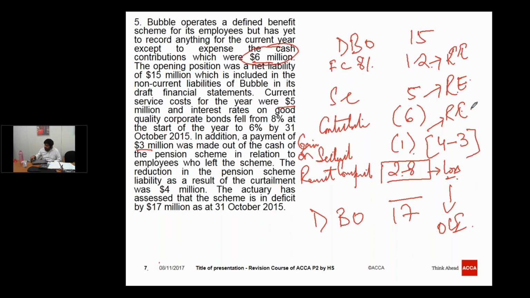So do remember this point, that this value is not only for the liability. It's not the present value of the DBO. It is actually the net liability after deducting the value of the asset. So we are working on net basis actually.